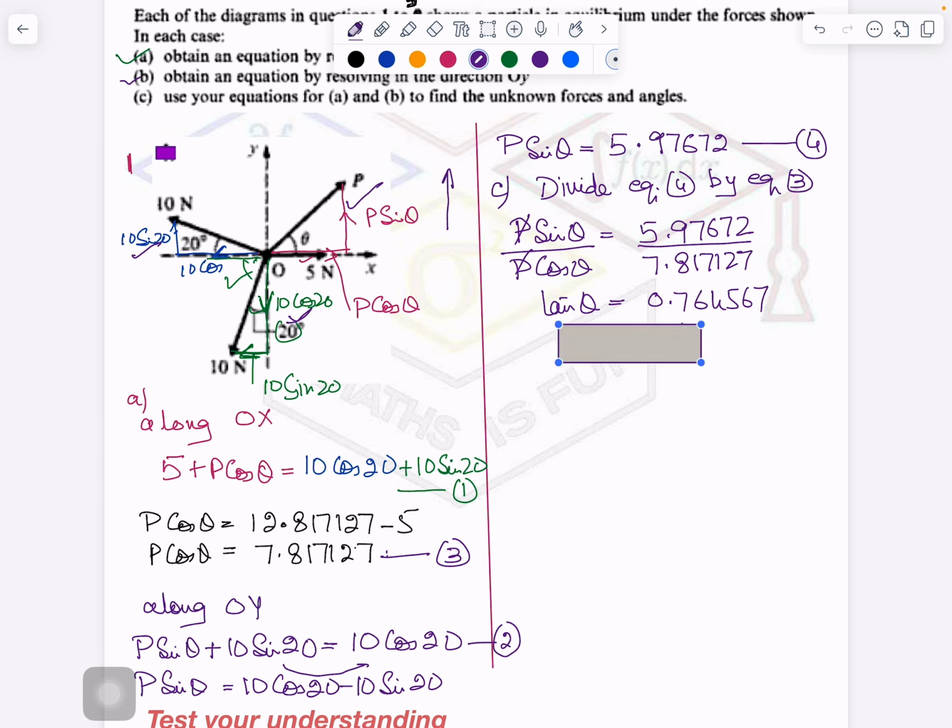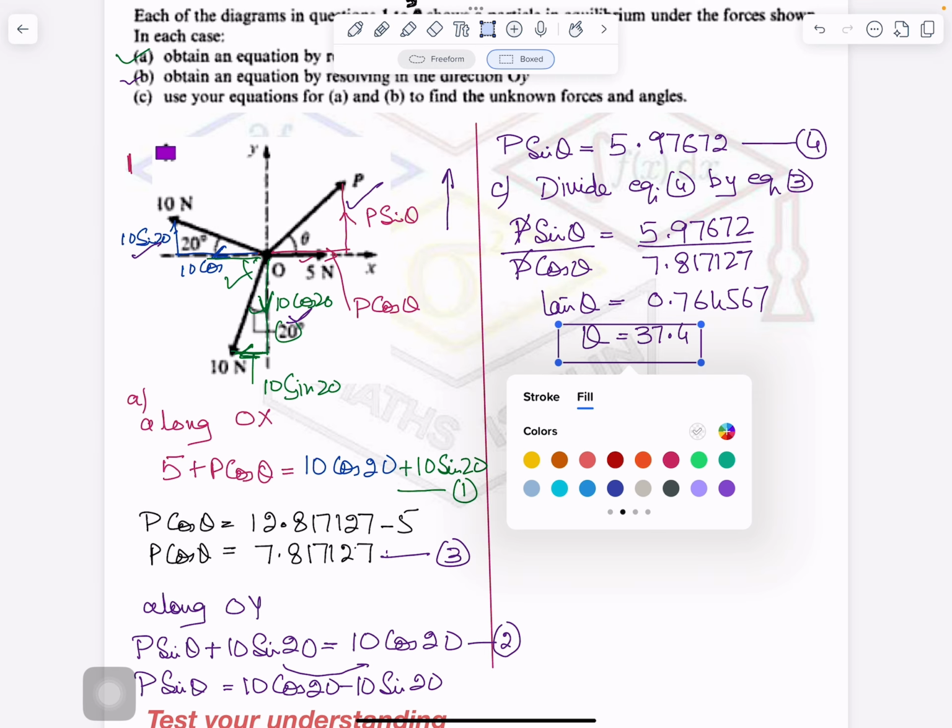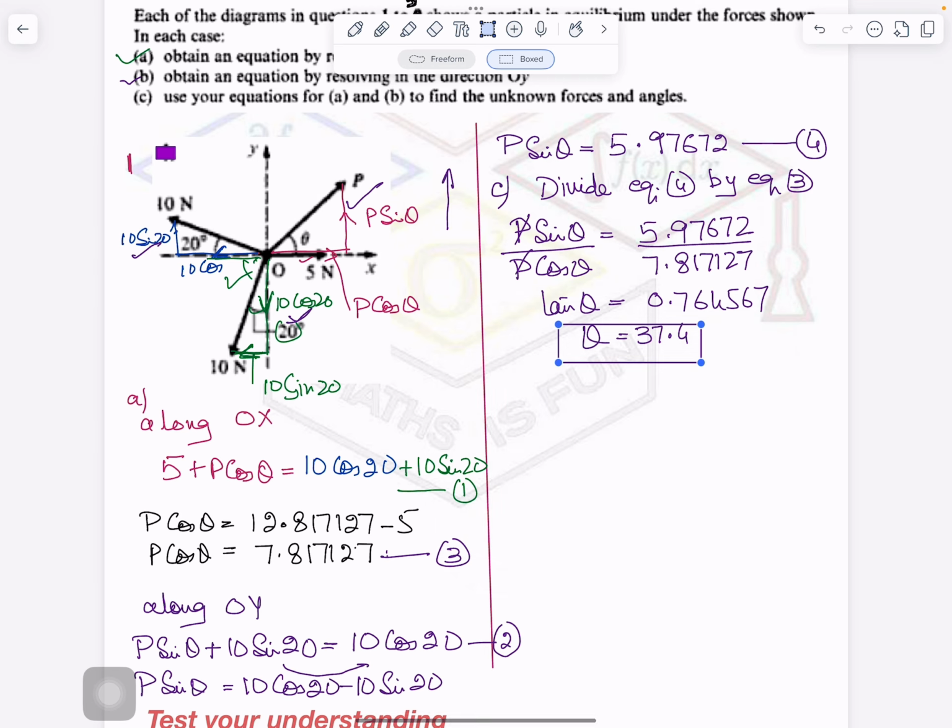always circle or highlight the answer finally so that the examiner can see the answers quickly at a glance. So now you can use equation 3 or 4, whatever you like, to get the value of P.